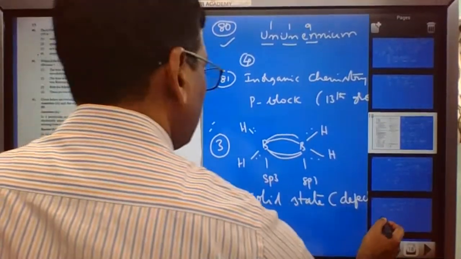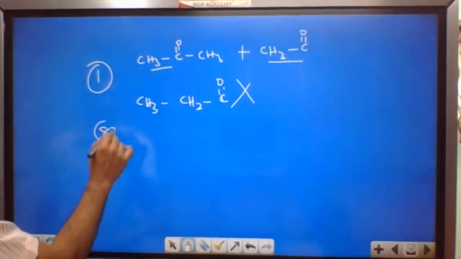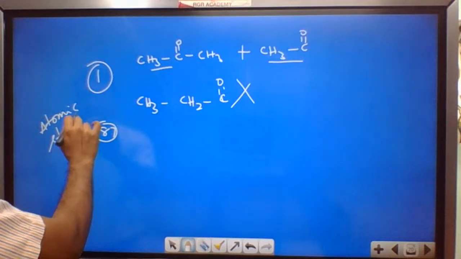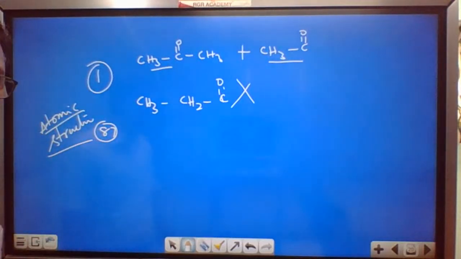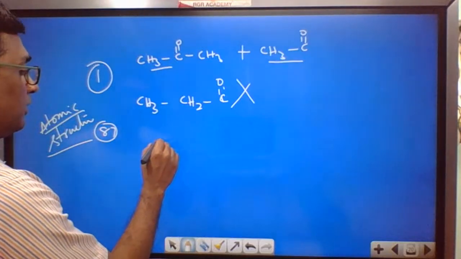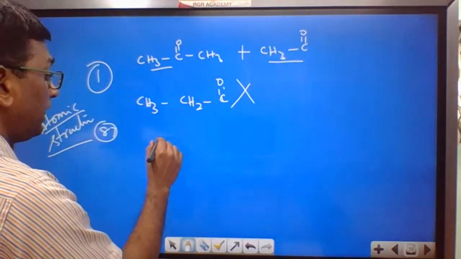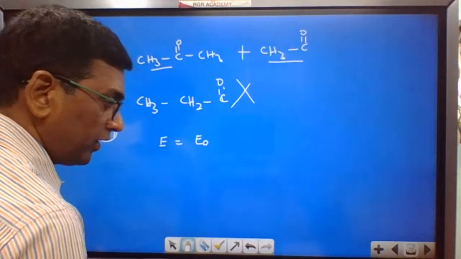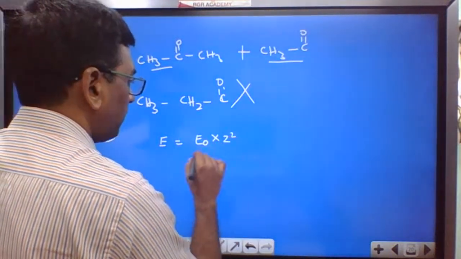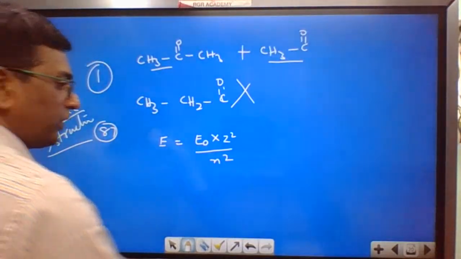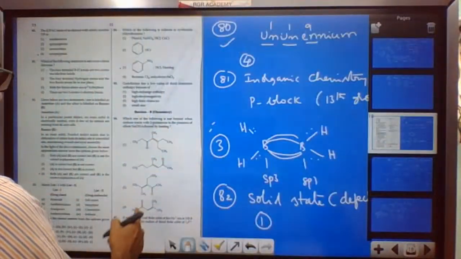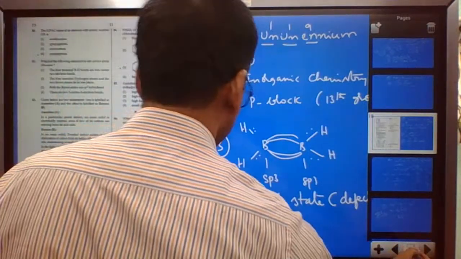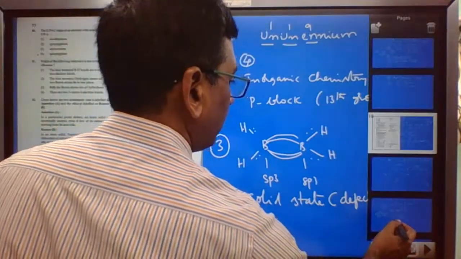And question 87. This is again given from atomic structure. Two questions are given from the atomic structure. This is a simple formula. If the student has an idea, they can easily do that. See, energy is equal to energy of hydrogen atom into Z square by n square. So for helium plus, they gave 105.8 picometer, 108.5 picometer.